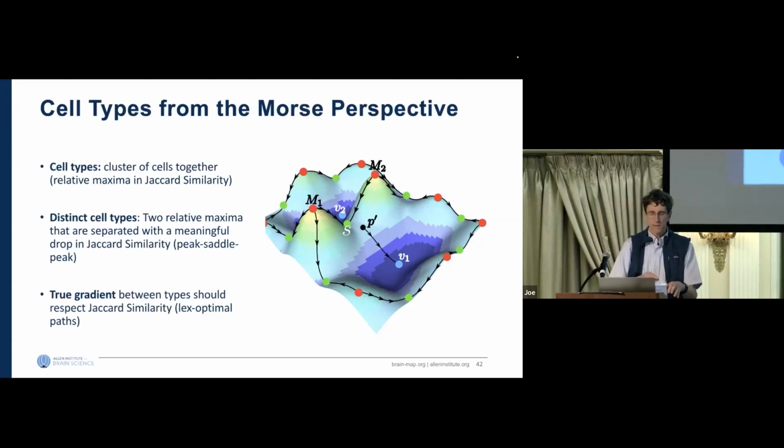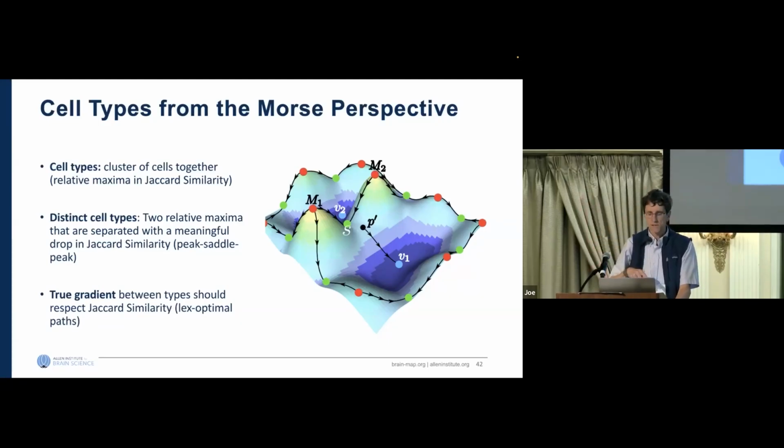So the idea is that we'll have a notion of gradient on this, and we'll be able to change the resolution to see what features matter. In other words, a type will become stronger if I can raise the persistence level and it still remains, okay? And so from a Morse perspective, two cell types are distinct if there are relative maxima in this space, and if they can be separated by some meaningful drop, okay?